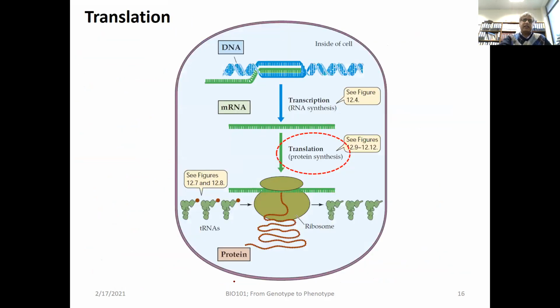Now, what is translation? Translation, once you have mature messenger RNA in eukaryotes. In prokaryotes, you don't have splicing, because bacteria do not have introns. It's just comprised of coding sequence. And in bacteria, the process of transcription and translation, we call this co-transcription translation.